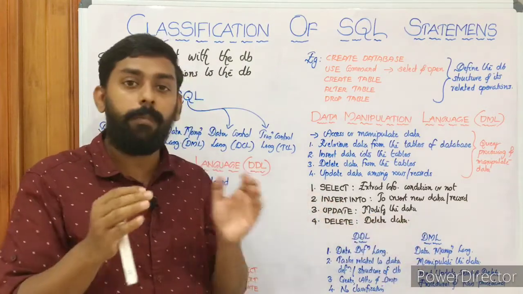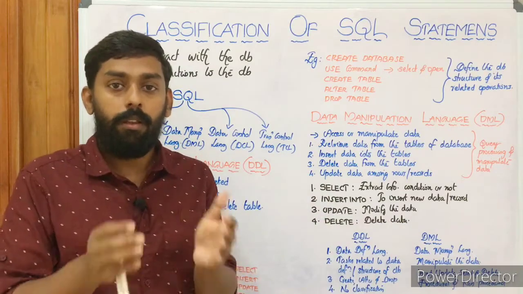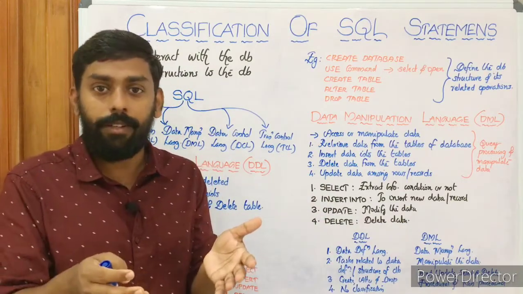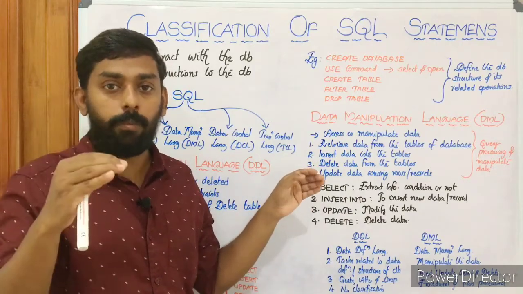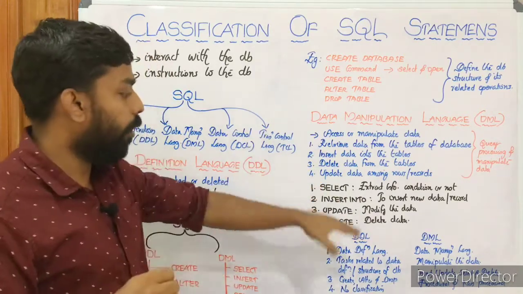Then procedural means at the time we have to show the procedure as well. We have to code what to do, other than what to get. Procedural means both how to get and what to get, and non-procedural means only what to get. So these are the differences.